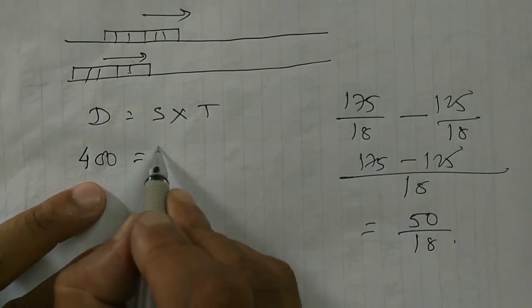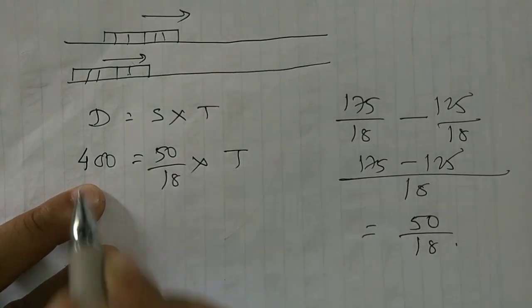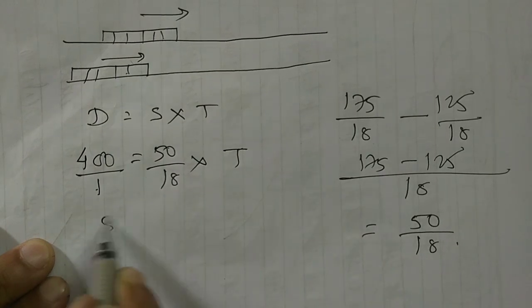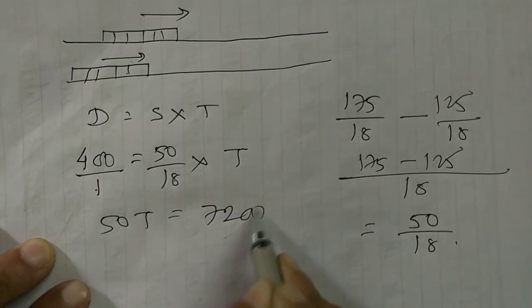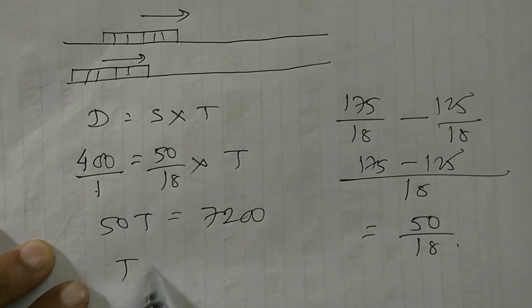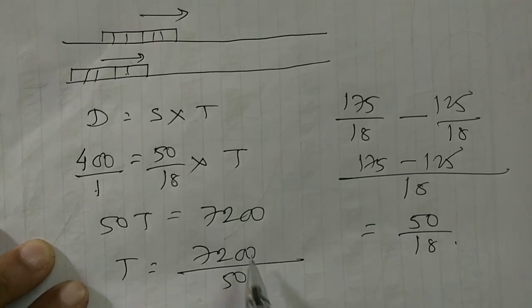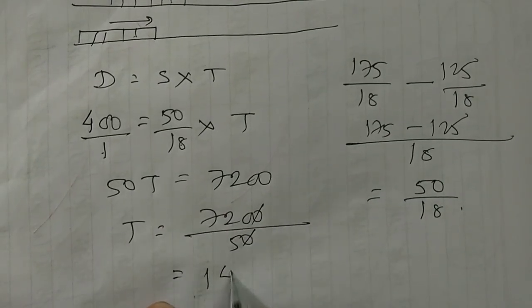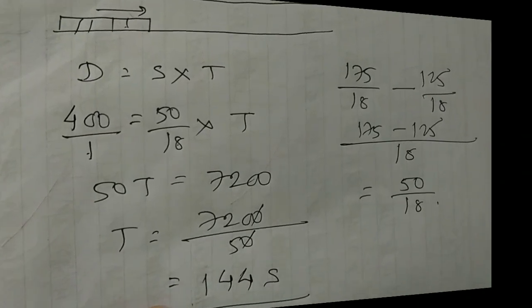So the speed is 50 by 18 into time. That time we have to find. Cross multiplication. 1 into this, that is 50t. 18 into 400, that is 7200. So t equals 7200 by 50. 144 second. This is the time.